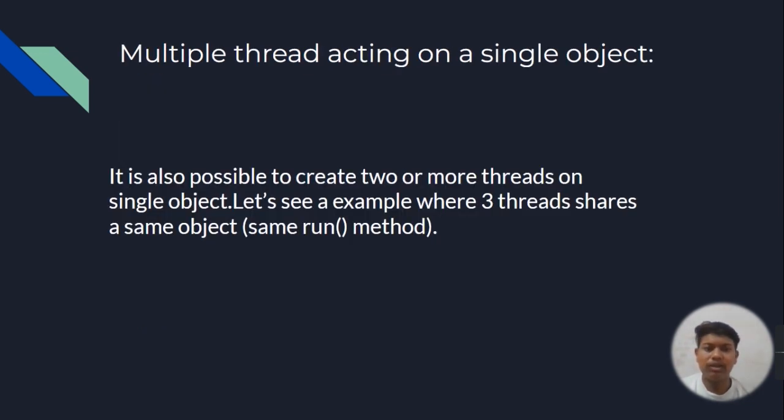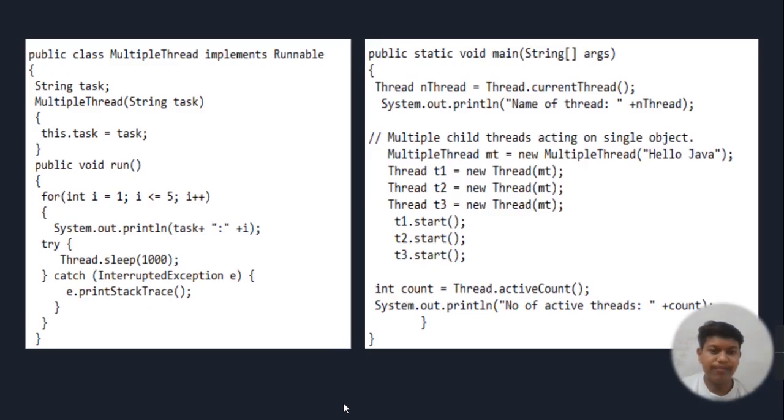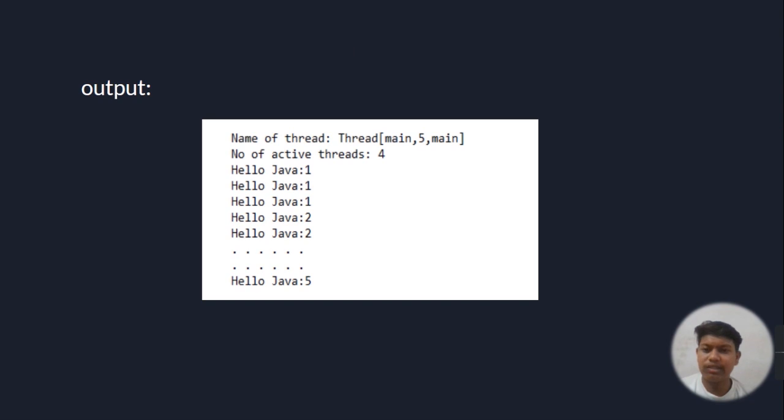Multiple threads acting on a single object. It is also possible to create two or more threads on a single object. Let's see an example where three threads share the same object and the same run method. In this example, three threads are acting on a single object, and here is the output of the program.